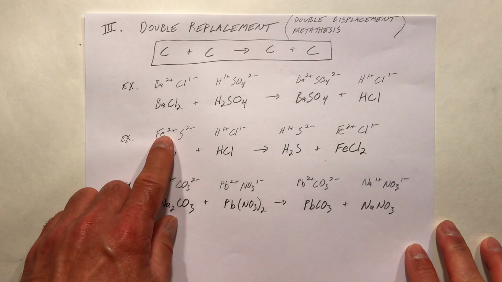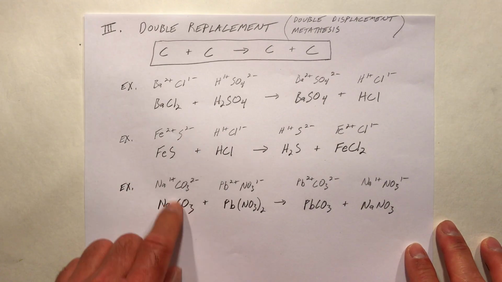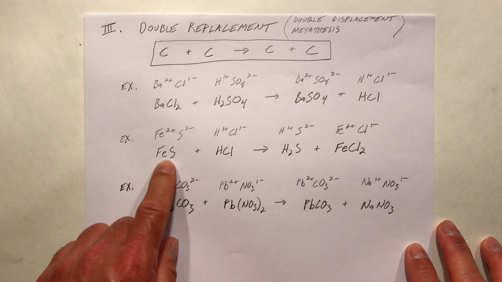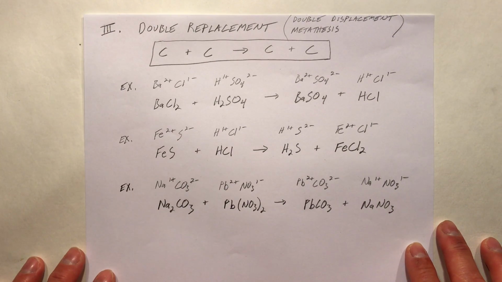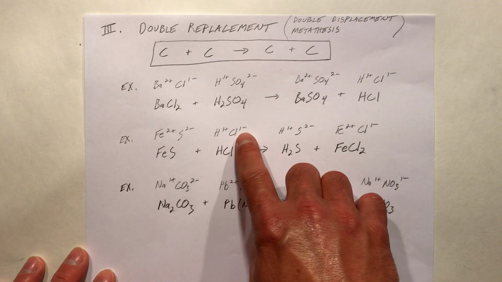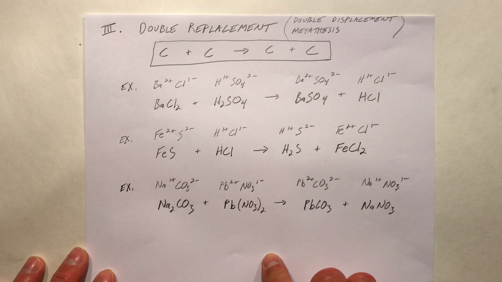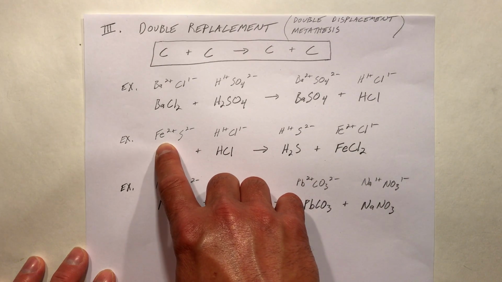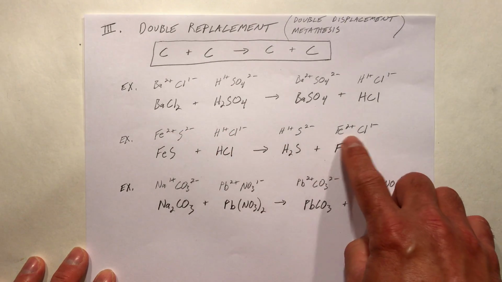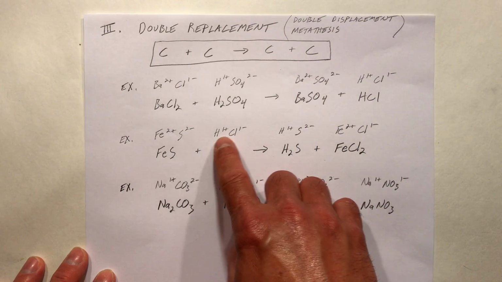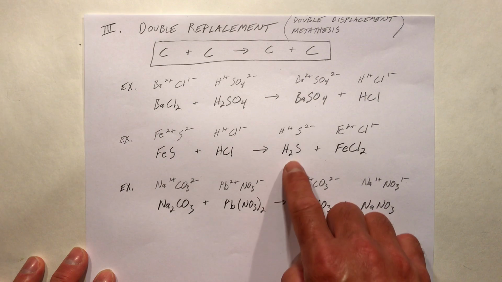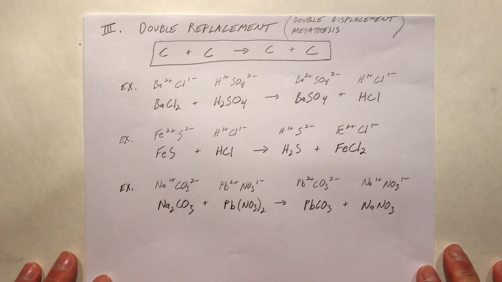All right, here's another example. We're using iron 2 with sulfide. Crisscrossing the 2 plus and the 2 minus, we get FeS because we crisscross the 2's, drop the charges, and then the 2's reduce to 1's. And HCl is made of H1 plus and Cl1 minus. Now let's trade partners. Fe2 plus and Cl1 minus would crisscross to give us FeCl2. And H1 plus and S2 minus would crisscross to give us H2S.